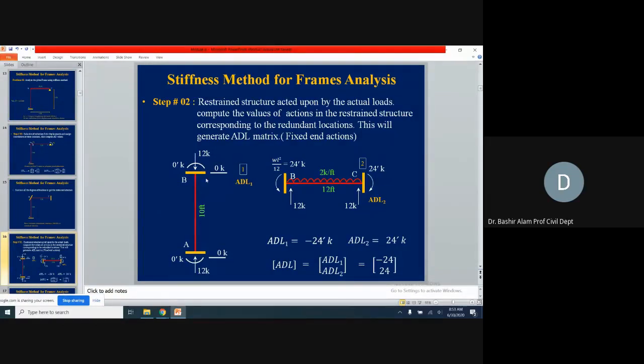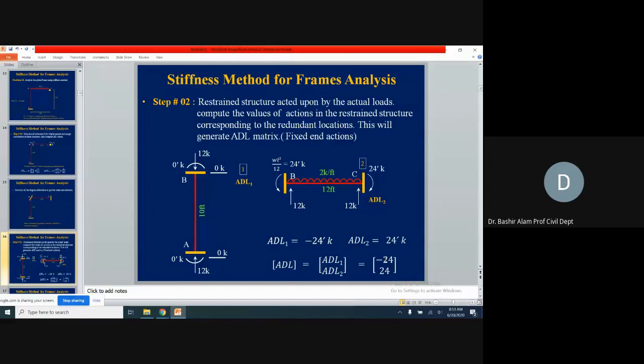Let's say at B we had 4 kip-feet, and it was in the clockwise direction. In that case, we have plus 4 minus 24, so the result will be minus 20. You will have to take the algebraic sum with the appropriate sign, whatever sign you get, you will have to put that sign along with the magnitude. So easily you can find your ADL1 and ADL2.